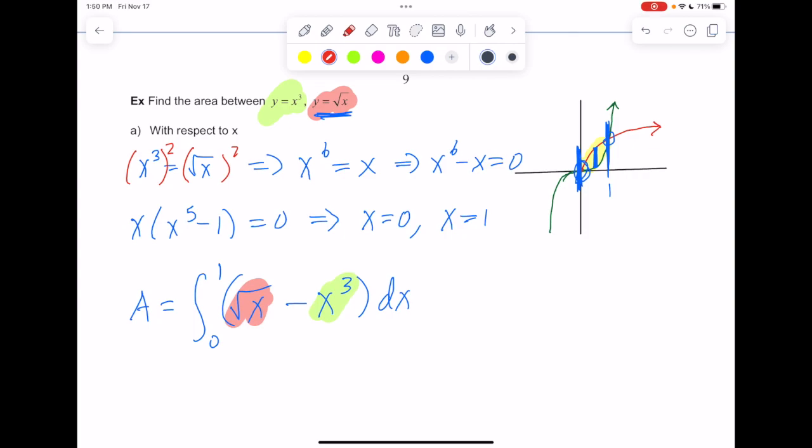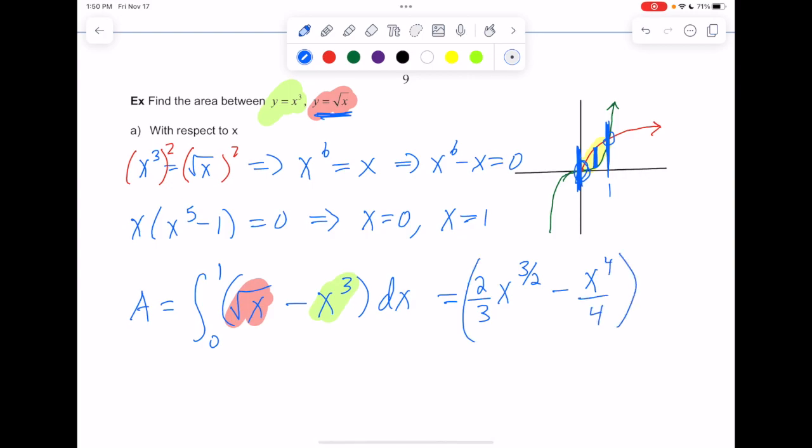All right, and then in terms of just finishing it off, that x square root of x is x to the 1/2, so that becomes x to the 3/2 divided by 3/2, or times 2/3, minus x to the 4th over 4. So that's our antiderivative being done. And then we would evaluate that from 0 to 1.